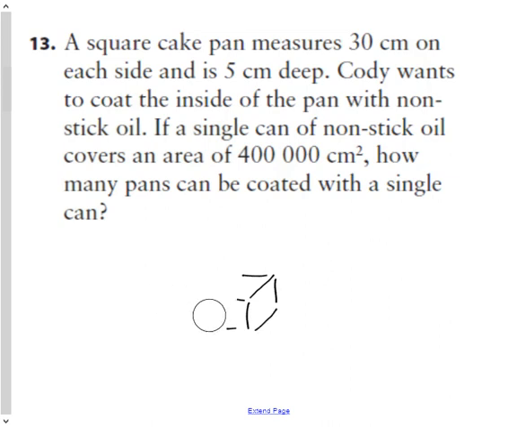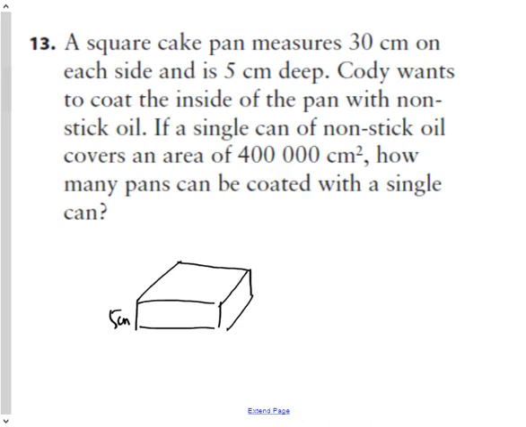Although that doesn't look square, that looks rectangular. Let's try this again. So a square, so let's go this way and make it square. Oh, that's pretty close. That's not bad. That's better. So it's 5 centimeters deep, which means I can label this to be 5. And then each of these sides here is going to be 30. It's going to be 30 by 30 centimeters on each side.